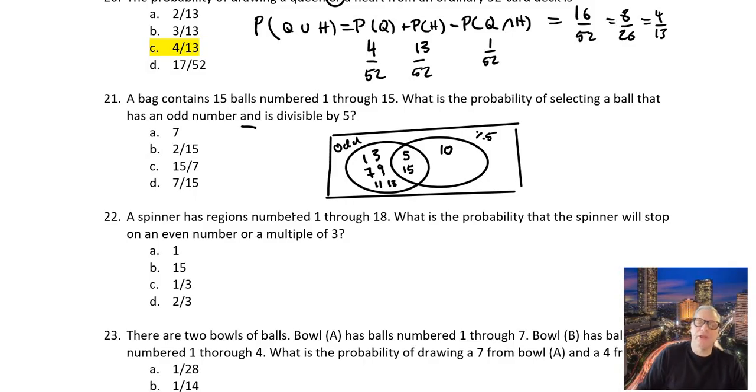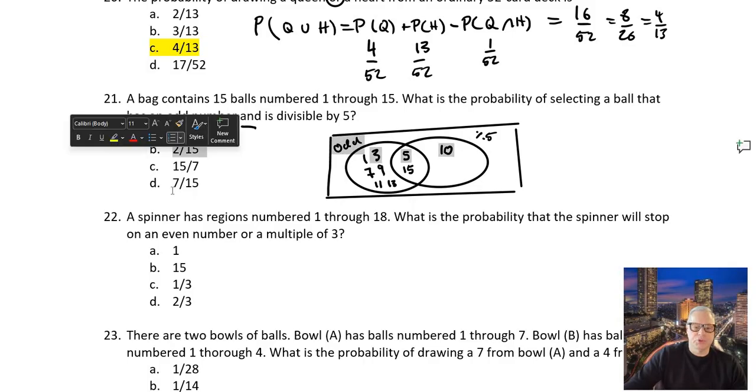2 out of the 15 balls. They qualify for being odd and divisible by 5. So it's 5 and 15 over a total of 15 balls. So 2 over 15.